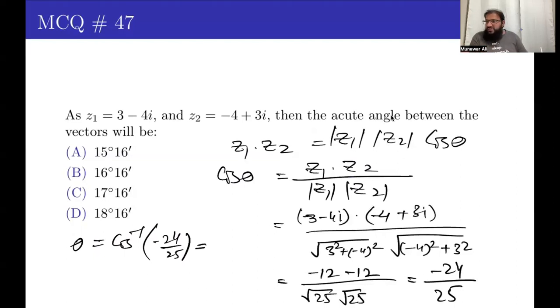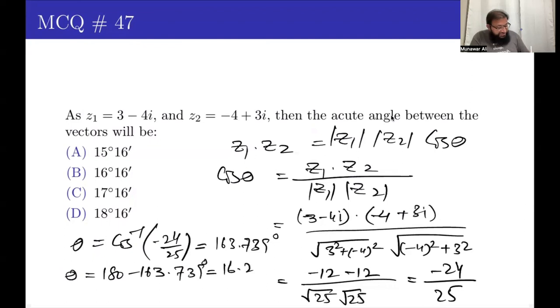So it depends, like if you want the acute angle, you have to subtract, but I have written, I think here, this is going to be 163.739 degrees. So if you want the acute angle, just subtract this angle from 180. So if you subtract, your answer would be 16.26 degrees and so on.